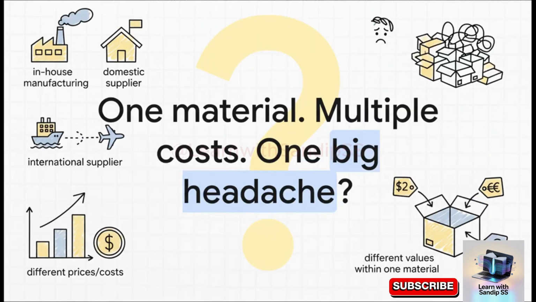So let's paint a picture. You've got one material, right? Let's say it's a key component for something you build. But you get some of it from a supplier down the road for one price, and you import the rest from overseas at a totally different price. Or maybe you make some yourself and buy the rest. How on earth do you keep track of those different values without just creating a ton of different material numbers? It can turn into a massive headache fast.